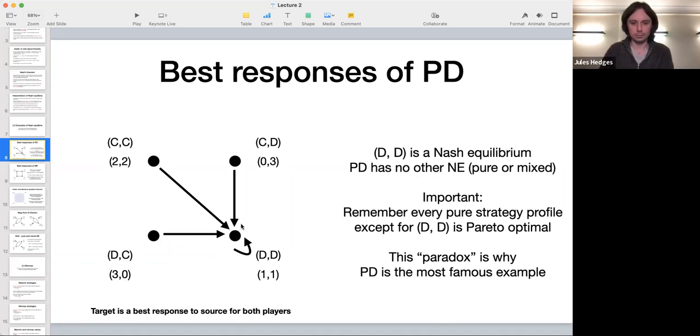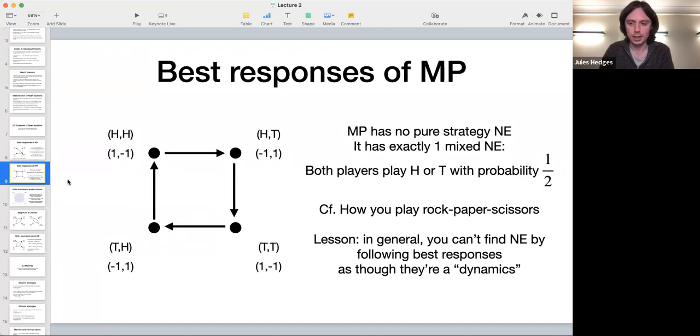Okay. So you might think that you can calculate Nash equilibria by drawing a diagram like this and following the arrows. Unfortunately, in general, that doesn't work. Here's what the same diagram looks like for matching pennies. And here we get a cycle. None of these nodes points to themselves. So it turns out that matching pennies has no Nash equilibrium in pure strategies.